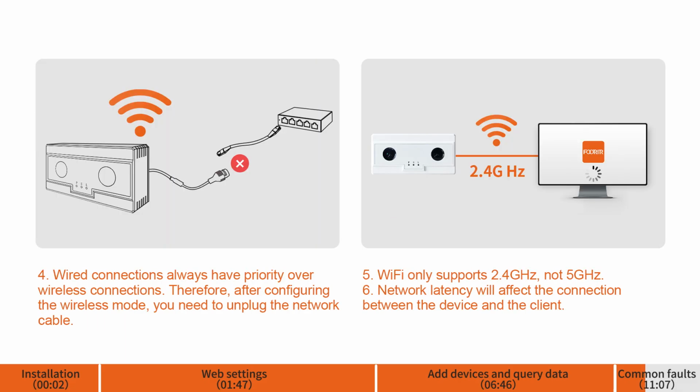4. Wired connections always have priority over wireless connections. Therefore, after configuring the wireless mode, you need to unplug the network cable. 5. Wi-Fi only supports 2.4G, not 5G. 6. Network latency will affect the connection between the device and the client.